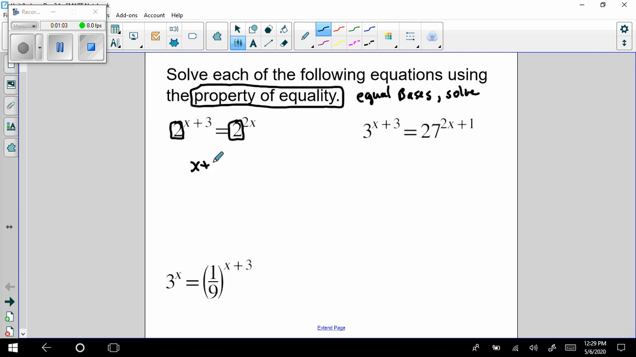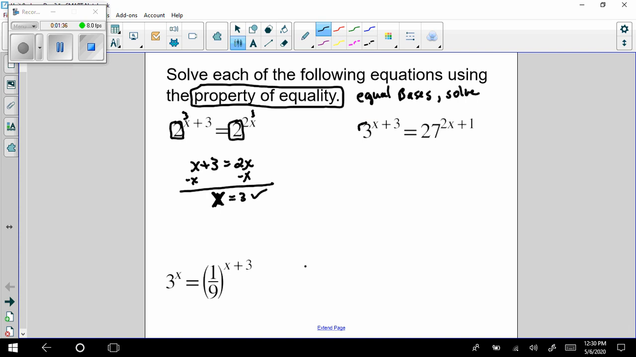All I have to do is set up an equation and solve. So if I subtract x from both sides, I get x equals 3. Oops, that's an x. Okay, so you can see if you put a 3 here, you get 2 to the 6th. If you put a 3 here, 2 times 3 is 6. So you get 2 to the 6th equals 2 to the 6th. That was a pretty easy one.